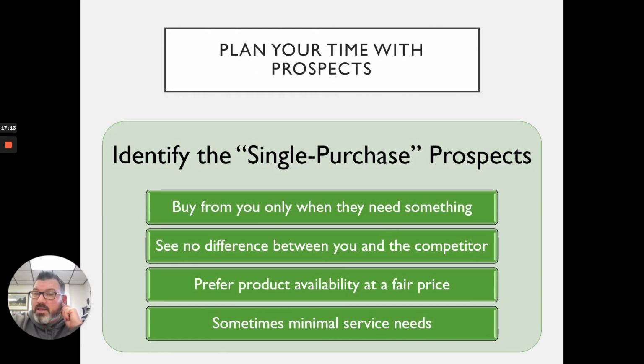And then you need to identify the single purchase prospects. Categorize them. They're probably only going to buy something from you when they need something, and they don't, frankly, see any difference between you and the competitor, at least at some stage, no matter what the product is. It's confusing sometimes why they don't necessarily value one line over the other, but that's just how they see it occasionally. They prefer product availability at a fair price, and sometimes very minimal service needs. So you need to know who those types of prospects are.